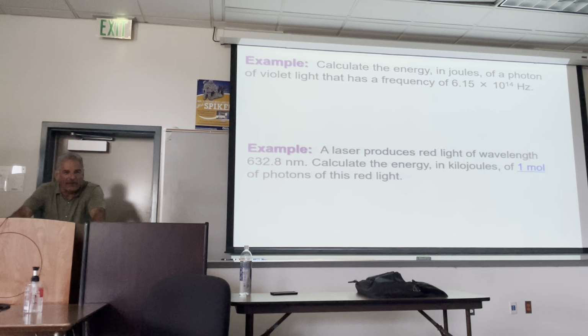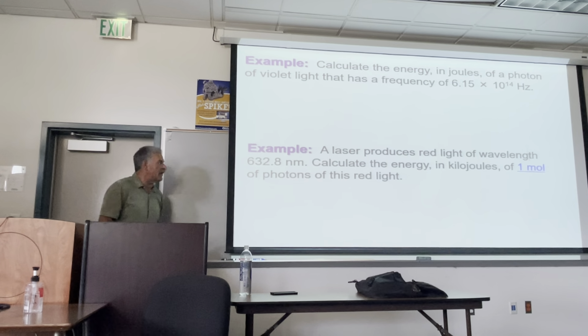But we can calculate the energy. It's pretty straightforward, even if we don't understand all the quantum mechanical devices that Einstein and his colleagues used. And this is one of them. Calculate the energy in joules of a photon of violet light that has a frequency of 6.15 times 10 to the 14. So we're going to plug this in to what?